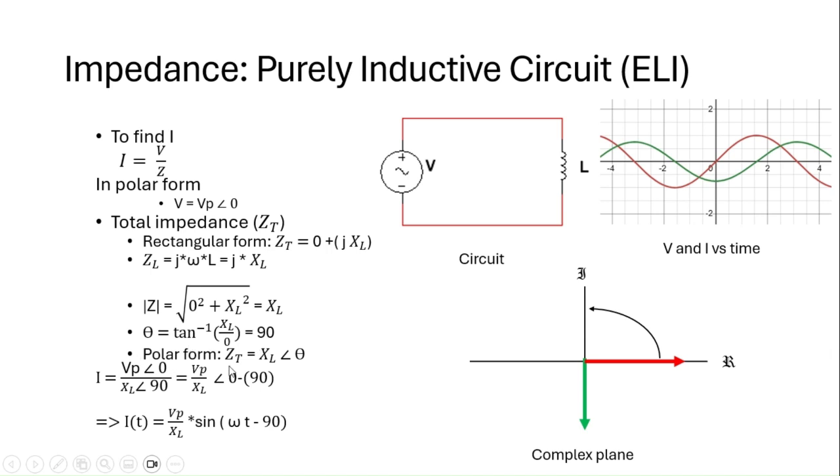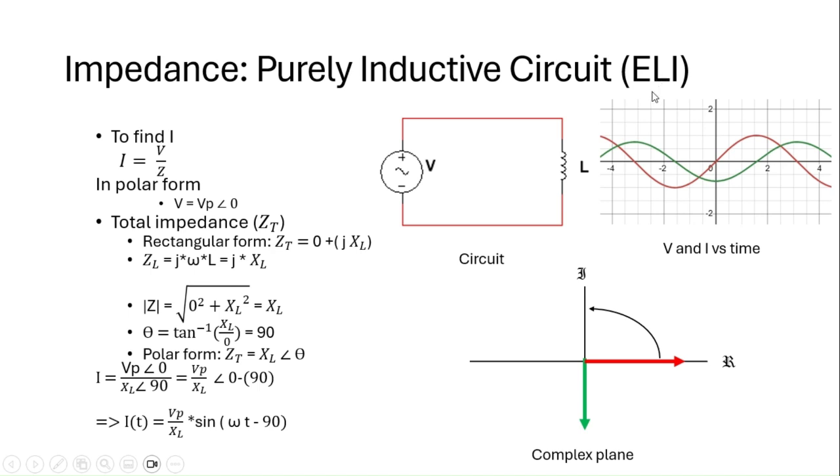And so when we try to find the current, it's V of P divided by X of L, angle of 0 up here, angle of 90 down here, okay? And then when we perform the division of the two, we end up with V of P divided by XL with an angle of, in this case, minus 90, okay, which indicates here that the current, again, fell behind. Okay, the current fell behind. And again, remember ELI.